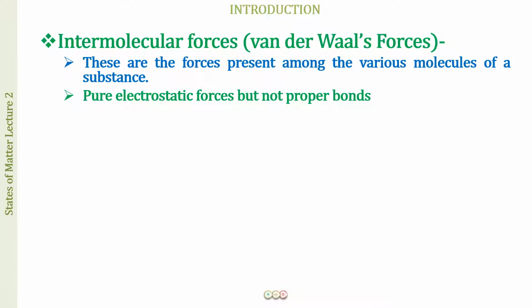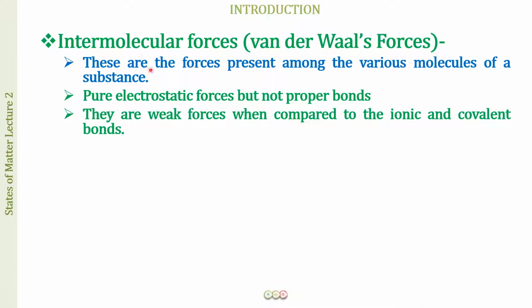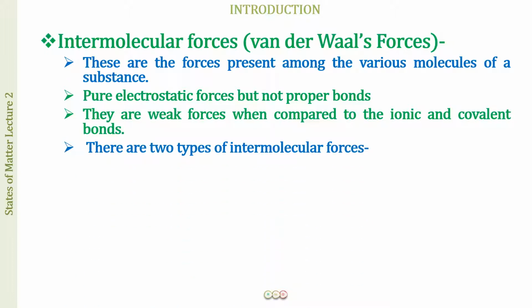So these are going to be weak forces when we compare them to the ionic and the covalent bonds. Ionic and covalent bonds are chemical bonds, and these intermolecular forces are physical bonds, weak forces that we will be studying. The next thing we have here is that we have two types of intermolecular forces. There will be attractive forces, there will be repulsive forces.